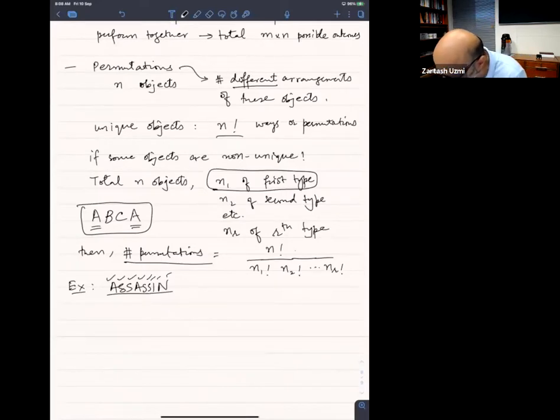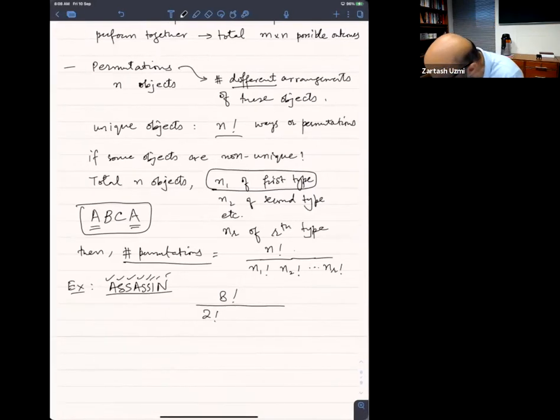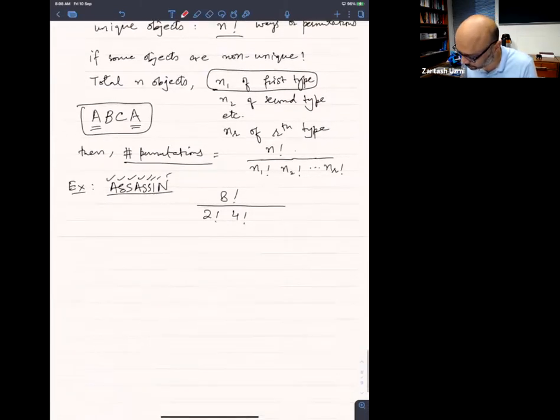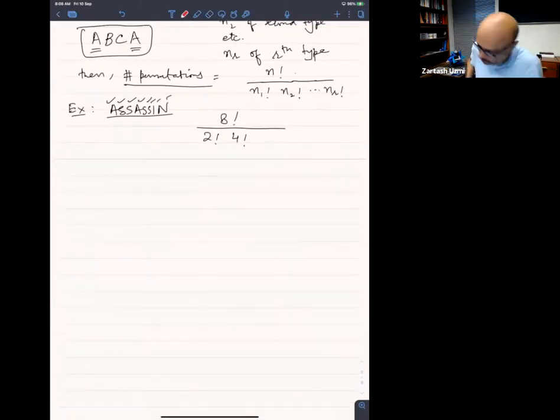Yeah. So there are 8 letters here, 1, 2, 3, 4, 5, 6, 7, 8. So it would be 8 factorial, but we are overcounting. Why? Because there are 2 A's here, so I need to divide by 2 factorial. There are also 4 S's, and the letter S is repeated 4 times, so I should divide by 4 factorial. Then I is repeated 1 time, so you can divide by 1 factorial, which is 1, and N is also 1 time, which is again 1 factorial. But there is no need to write that. Okay, so this is great.